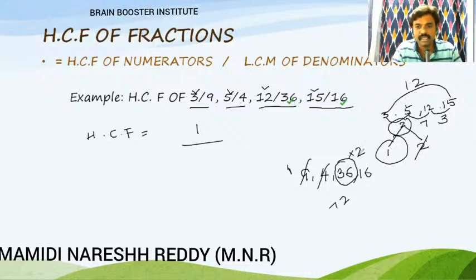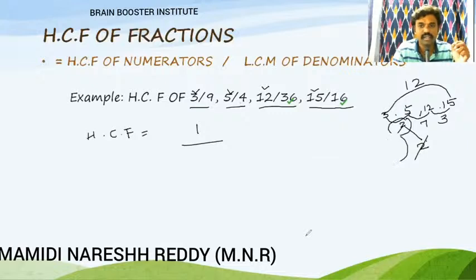Let us take 3. 36 threes is nothing but 108. 108 is also not a multiple of 16. So 36 into 3 gives 108, which is not a multiple of 16.